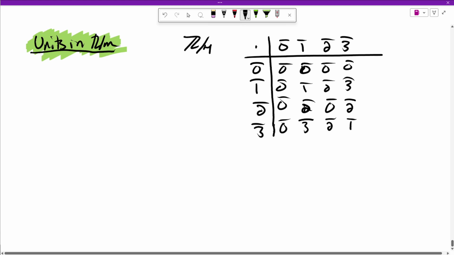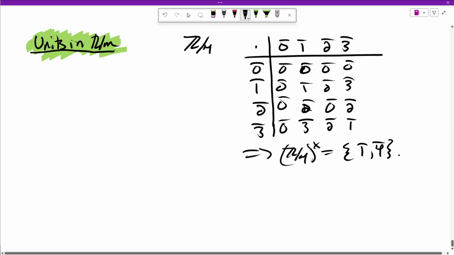All right, if we look at this, we see that the elements with a multiplicative inverse are 1, of course. 1 times 1 is 1, great. And 3, 3 times 3 is 9. 9 is congruent to 1 mod 4, great. So from this table, we can learn that the units in Z mod 4 are 1 and 3.